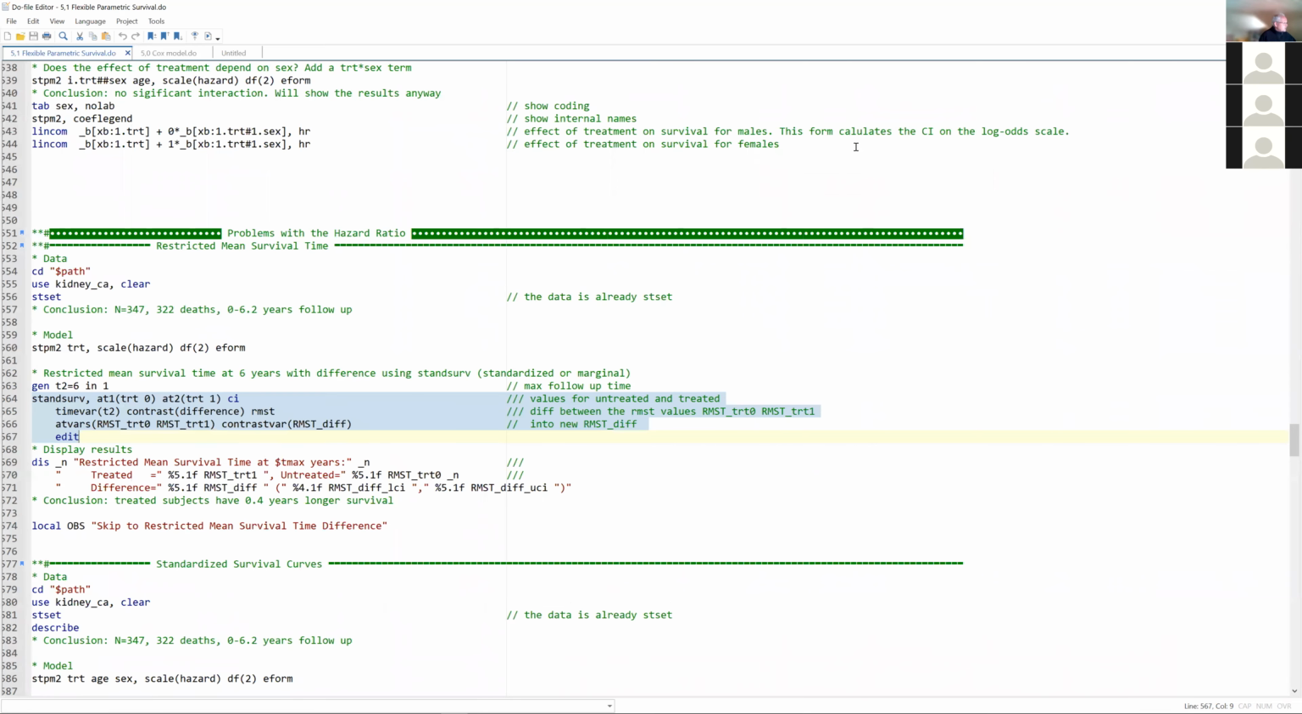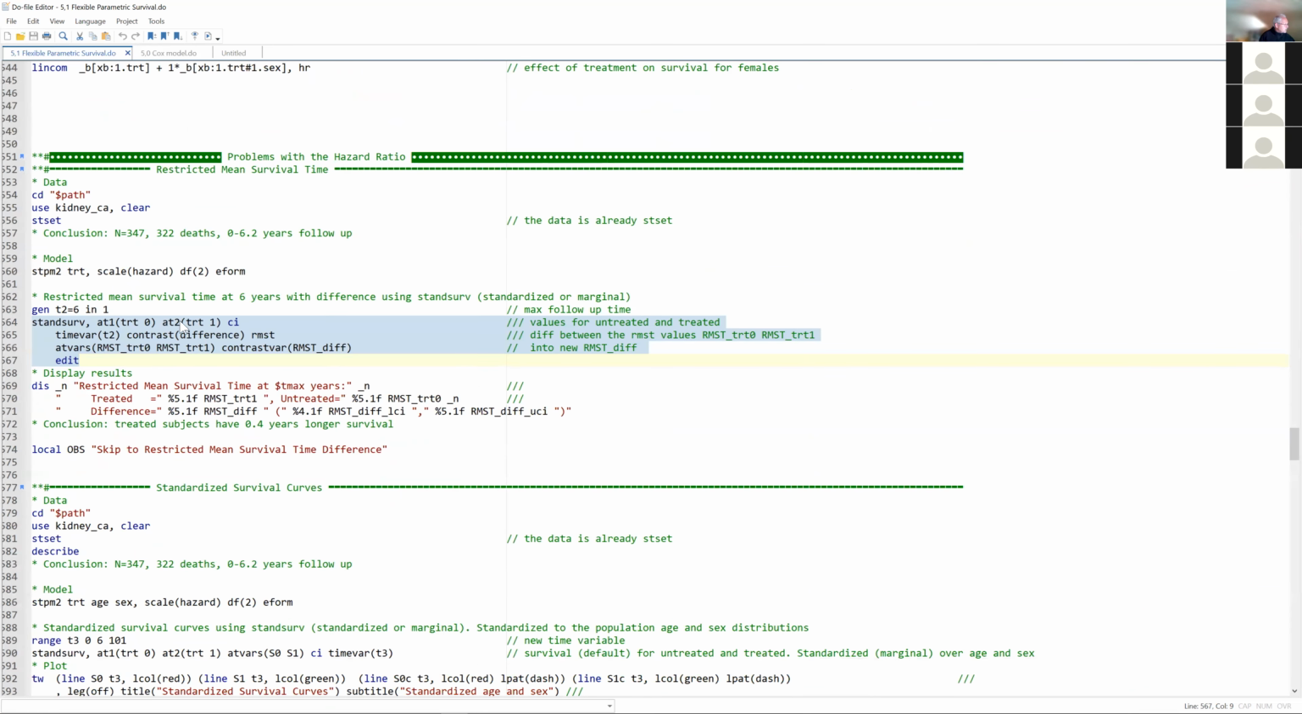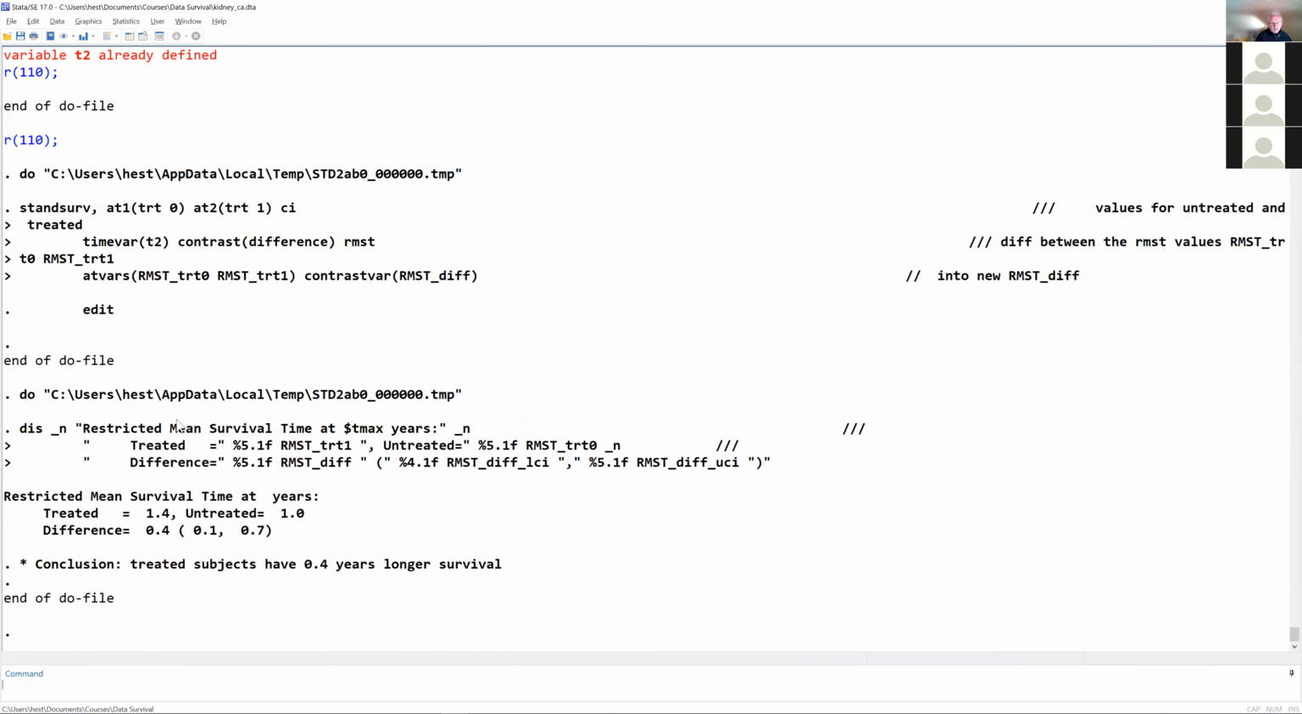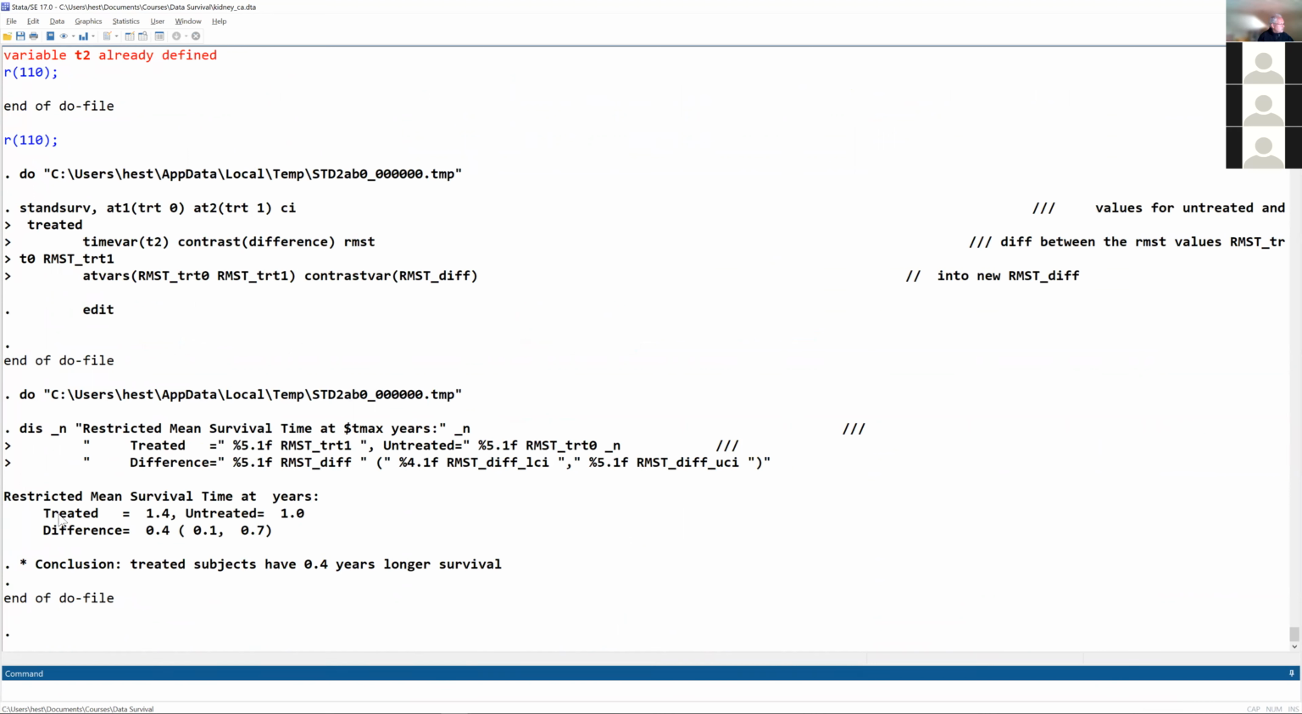I can put it out in table shape if you like. Here's how I do that. And we can see that if you're treated, you're surviving 1.4 years. If you're untreated, you're surviving on average 1 year. And the difference is 0.4 years with a confidence interval. So this is the restricted mean survival time and its difference used for this type of model. Very easy to understand and not subject to the problems of the hazard ratio.